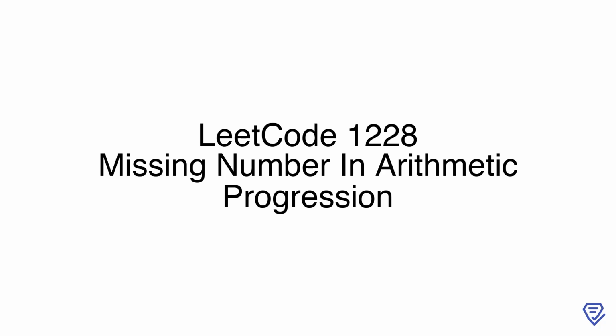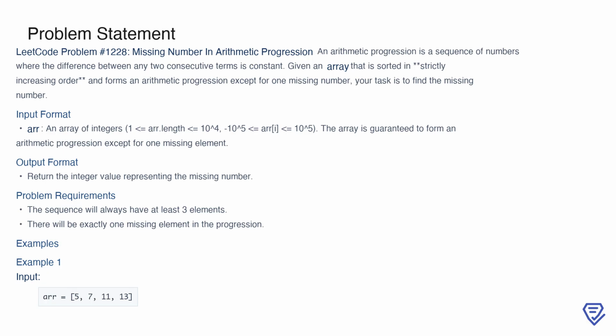Let's dive in. This problem involves an arithmetic progression, which is a sequence of numbers where the difference between consecutive terms remains constant. Your task is to identify the single missing number in an array that is sorted in strictly increasing order and otherwise forms such a progression.